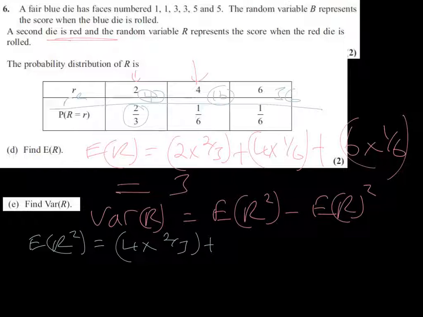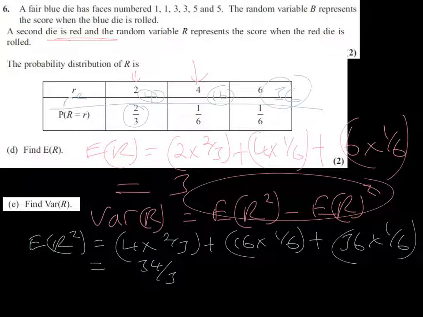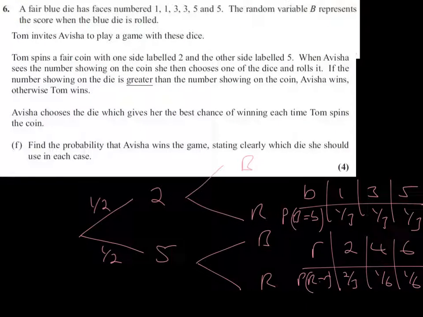And we're going to add the second value, which is 16, multiplied by the probability that it occurs. And finally, 36 multiplied by the probability it occurs, which is 1/6. So if we add that all up, we should get a value for E of R squared of 34/3. So if we go back to this formula here, we can say that that's going to be 34/3 minus 3 squared, and that should give us an answer of 7/3.